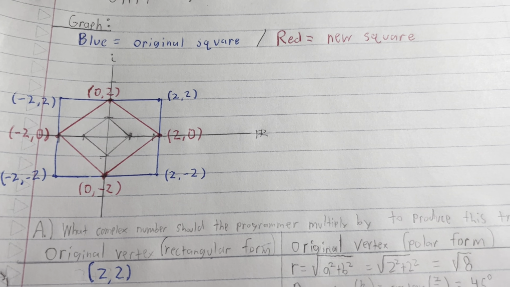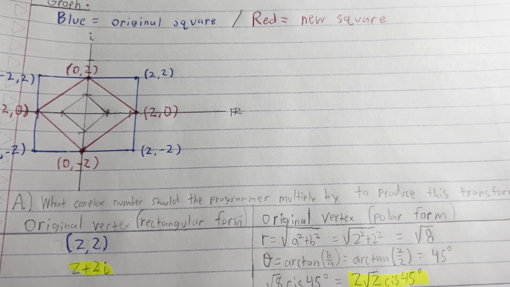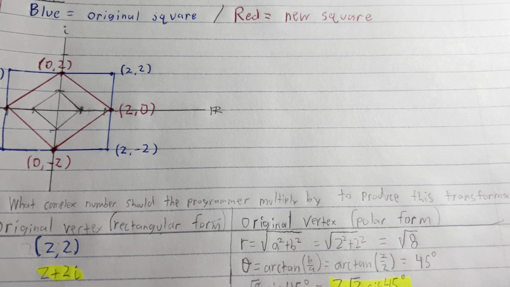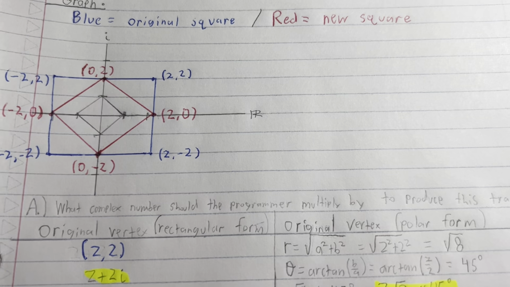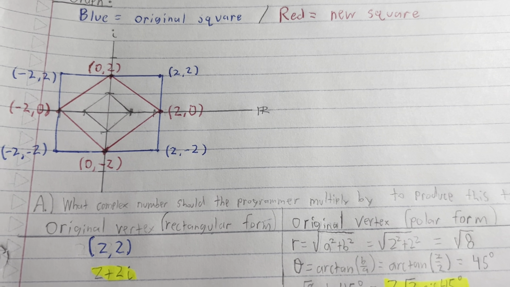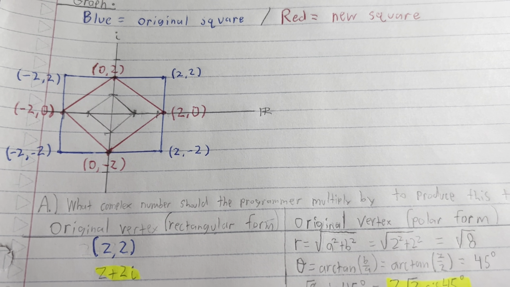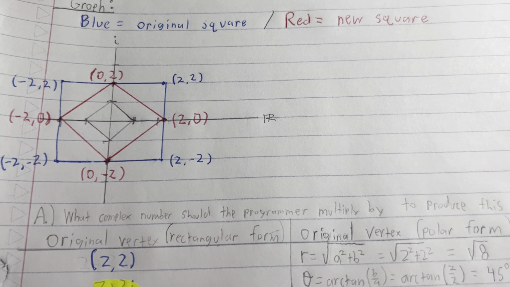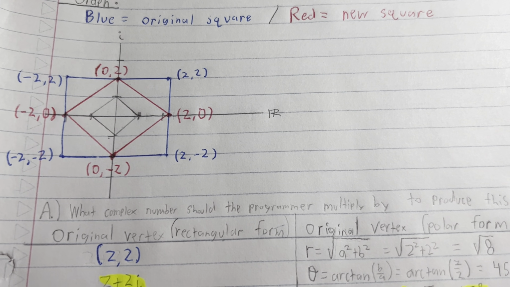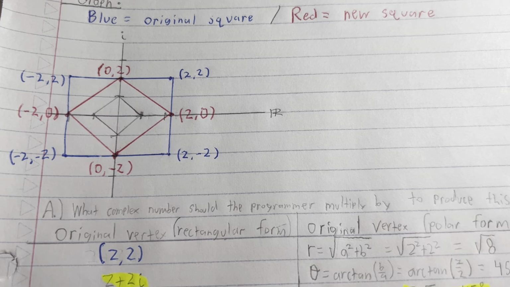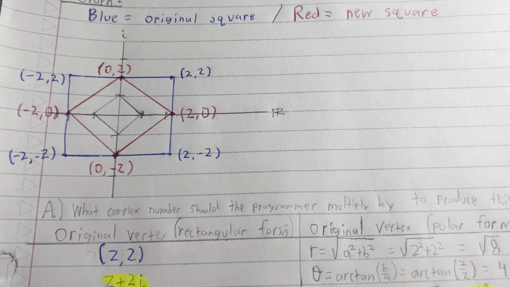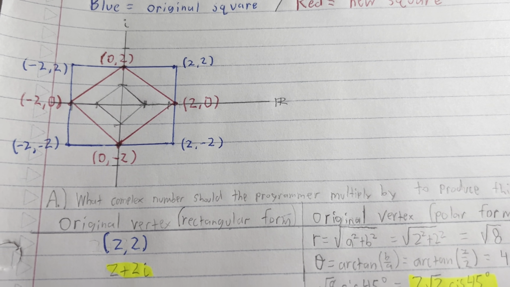Question A asks, what complex number should the programmer multiply by to produce this transformation? Now, in order to determine this, you need to choose one vertex from the original square and then look at the transformed version of that vertex in order to see what you needed to multiply the original by in order to get that transformed vertex.